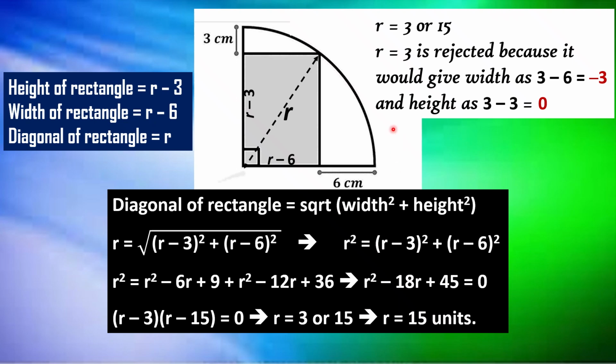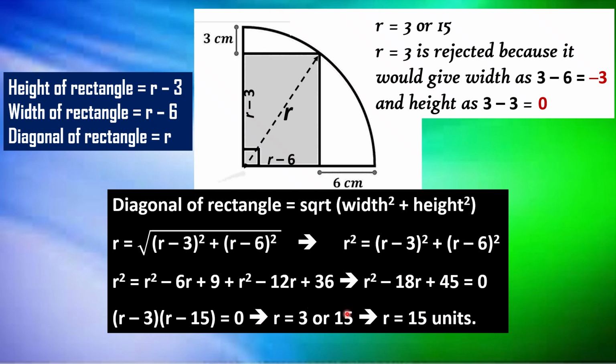Why? If r equal to 3, then r minus 3, the height, would be 0. And r minus 6 will give you minus 3, the width of the rectangle. So r equal to 3 is rejected because the height cannot be 0 and the width cannot be negative. If you take r equal to 3, then the width would be minus 3 and the height would be 0. So r equal to 3 is rejected.